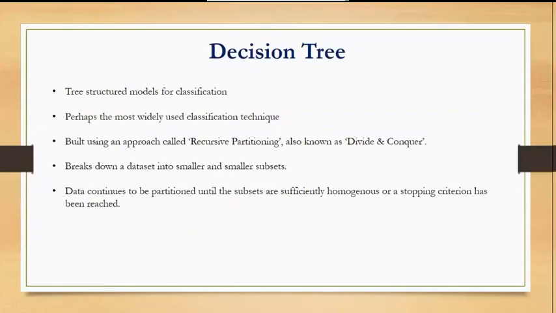Decision tree is a type of tree structured model for classification. It is perhaps the most widely used classification technique. It's built using an approach called recursive partitioning, also known as divide and conquer. It breaks down a dataset into smaller and smaller subsets until the subsets are sufficiently homogeneous or a stopping criterion has been reached. Okay, if you are not fully clear on all these points, come back to the slide once we have seen the example.